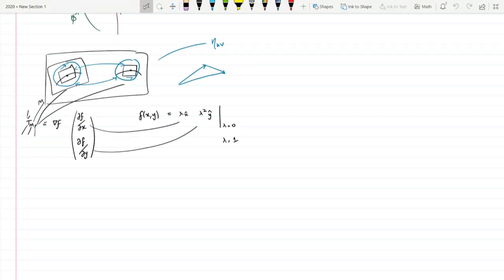I wanted to discuss an alternative definition of a tangent vector today. A tangent vector is the directional derivative of a function along a particular curve. Can everyone see that? Yes, it's visible.